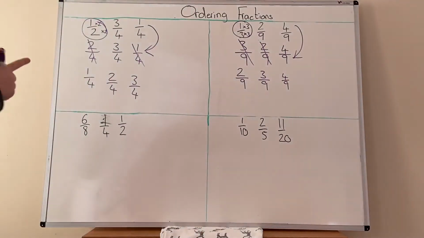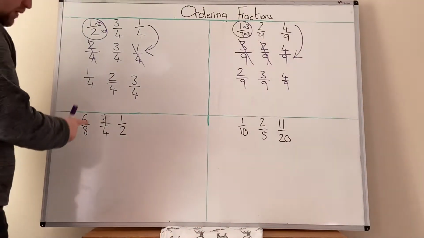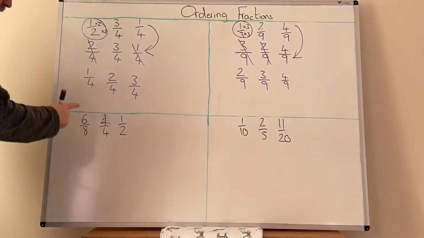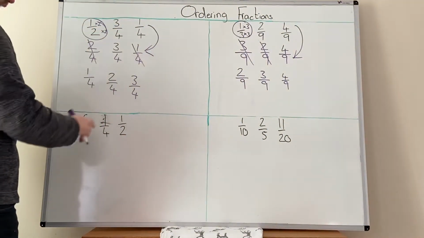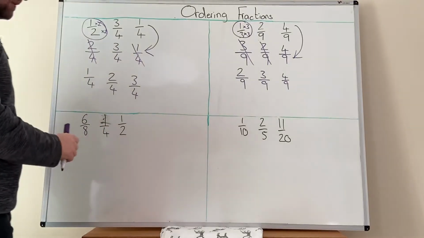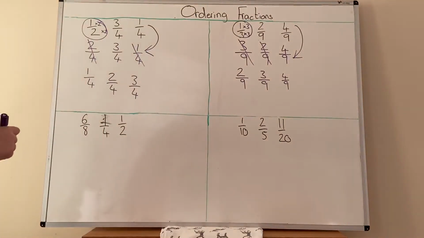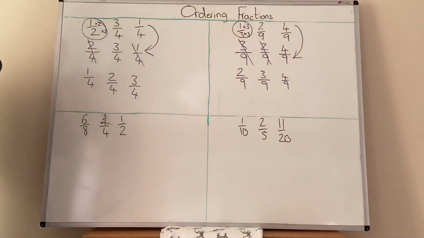Okay, now this next one is slightly more challenging. Why is it slightly more challenging? Because here we had 2 numbers the same and 1 different. Here, all 3 denominator numbers are different. Okay, but again, we can still look for a pattern.